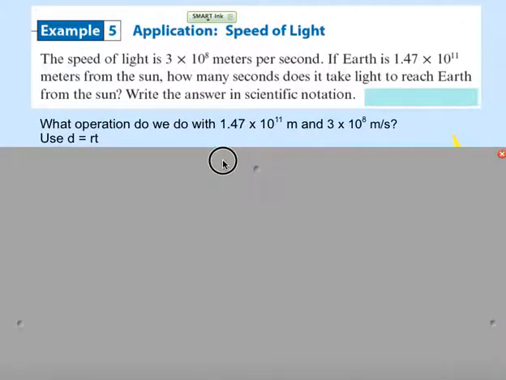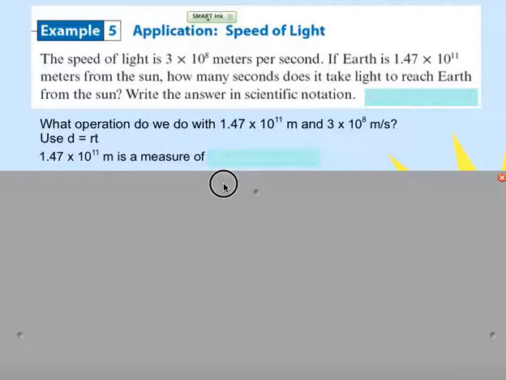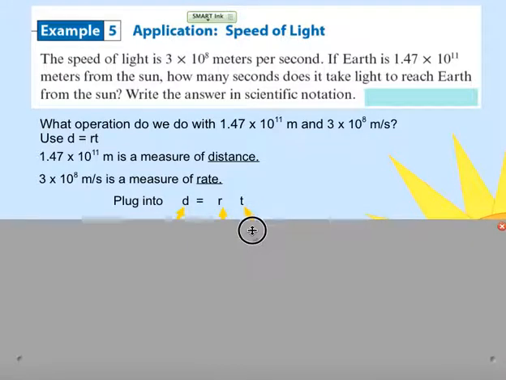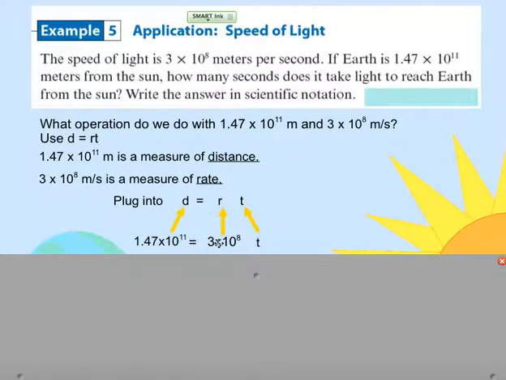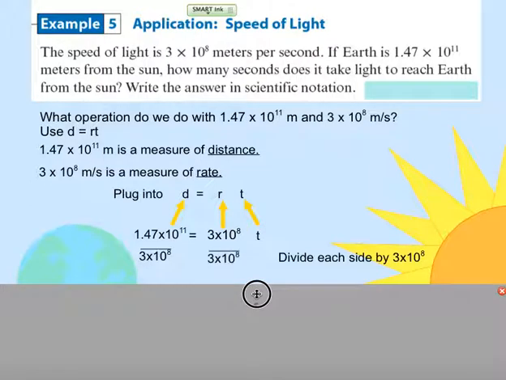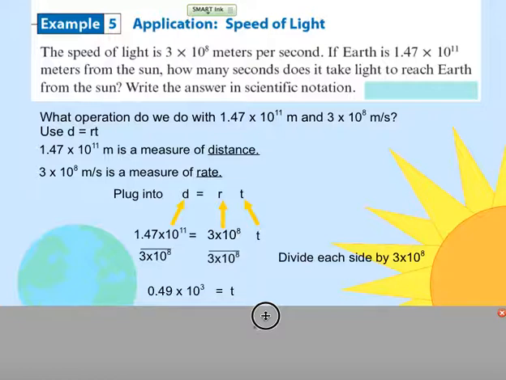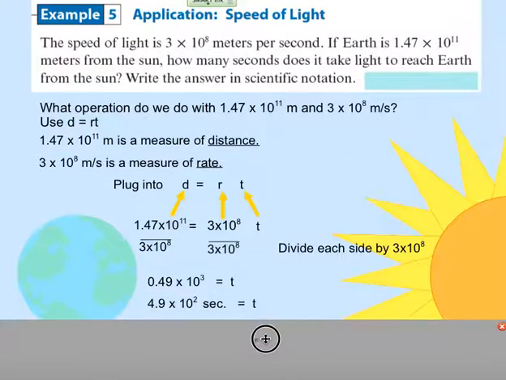So we look at these and we say, what operation do we need? Well, we can plug it into distance equals rate times time. My meters is my measure of distance. My 3 times 10 to the 8th is a measure of rate. So we plug them in, and I need to figure out what the time is, so I divide by 3 times 10 to the 8th. So I get 0.49 times 10 to the third. And I put that in proper scientific notation to say 4.9 times 10 squared. That means that it takes 490 seconds to reach Earth from the sun. That's about 8 minutes. Okay?